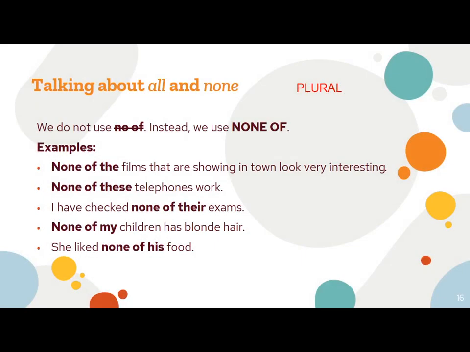And as well, in the case of no, we're going to use the preposition, but there's going to be a small change. When we use no plus the preposition, we have to use none. We cannot say "no of." We have to say "none of." As an example, none of the films that are showing in the town look very interesting. None of these telephones work.